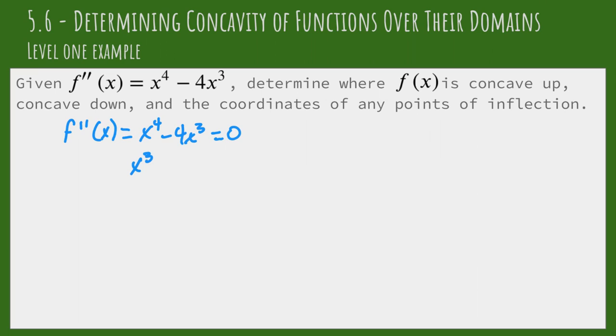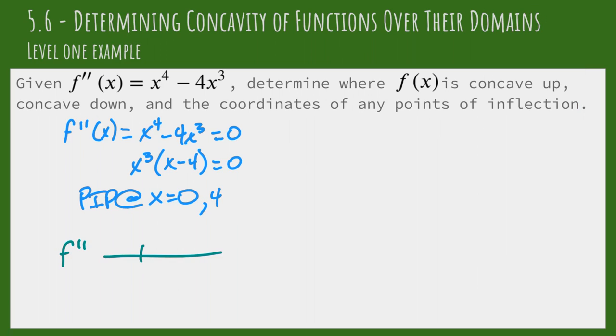So we can factor out an x cubed this time, and what's left is x minus 4. So we have potential inflection points at x equals 0 and x equals 4. And then we are going to use that to make our sign chart, plugging into the second derivative, but I'm going to plug it into that factored form. Any negative number to the third power is also negative, and then a negative minus 4 is negative, so we have a negative times a negative is positive here.